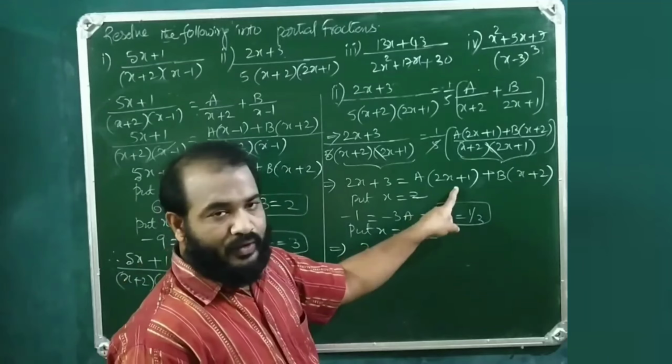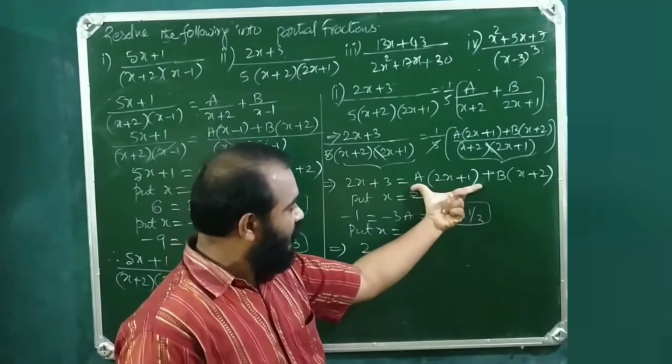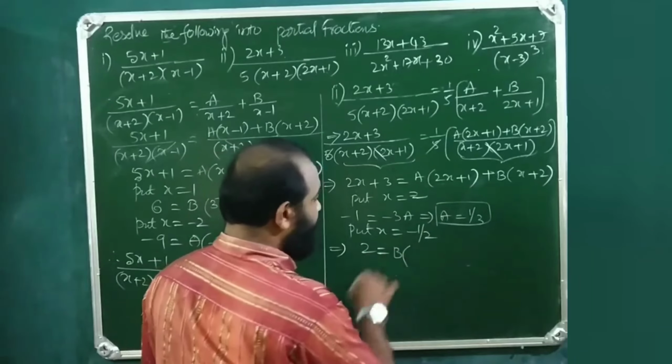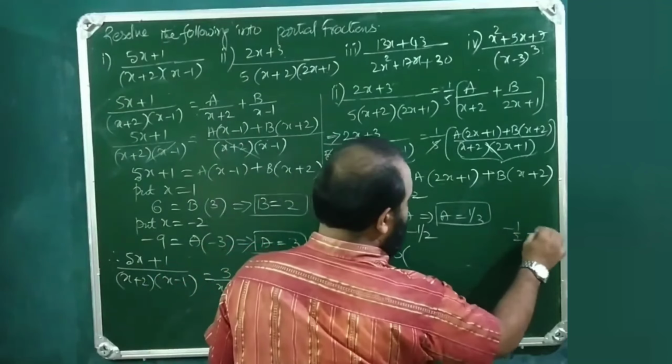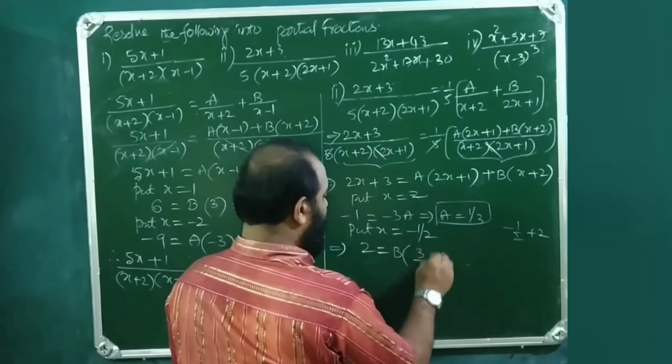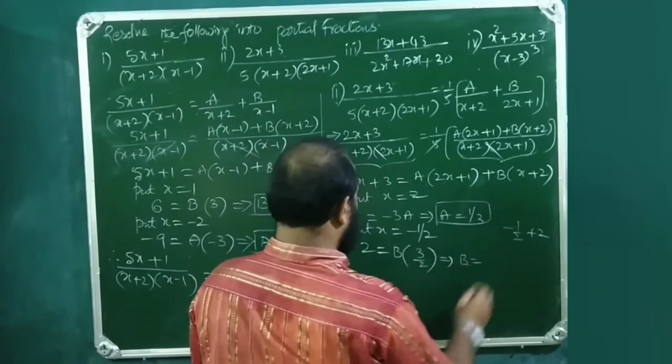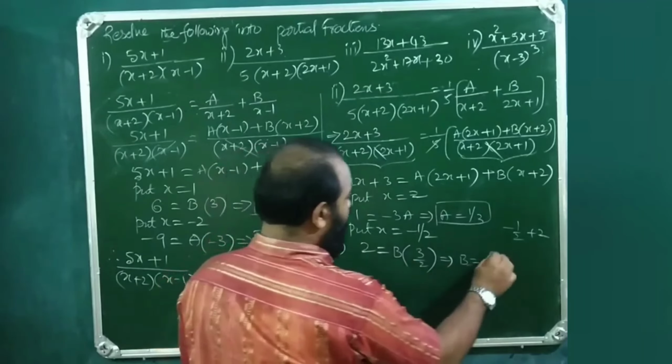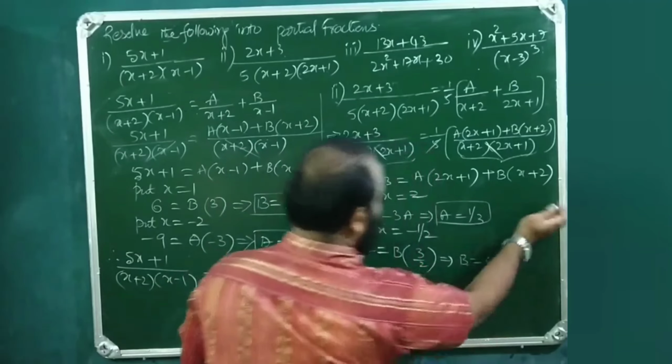So 2 into minus 1 by 2, 2 gets cancelled. Minus 1 plus 1, this is 0. So b into, this is minus 1 by 2 plus 2. 2 2s are 4. Plus 4 minus 1 is 3 by 2. So from this b is equals to 2 2s are 4, 4 by 3.